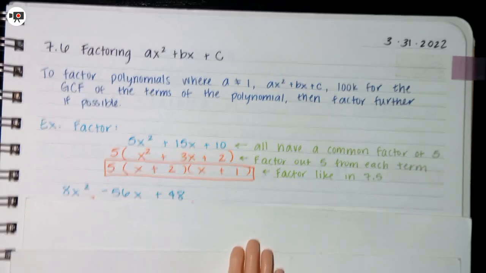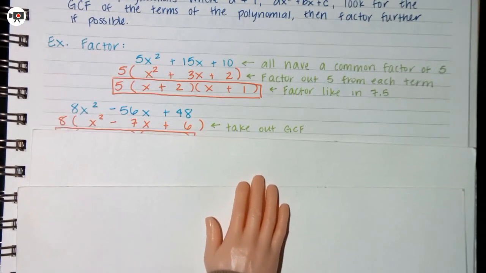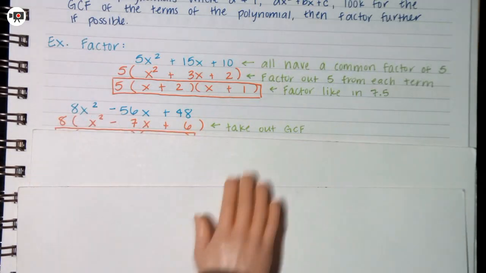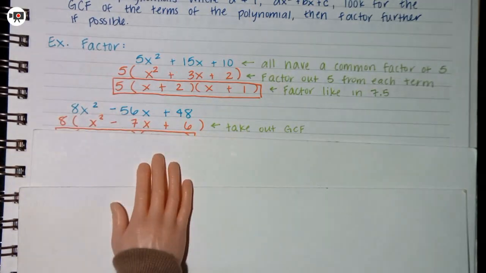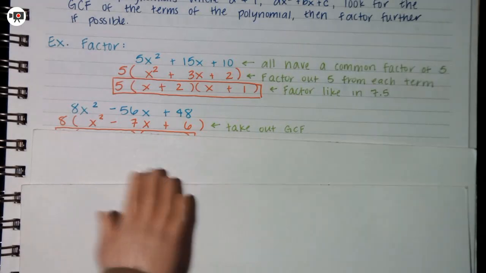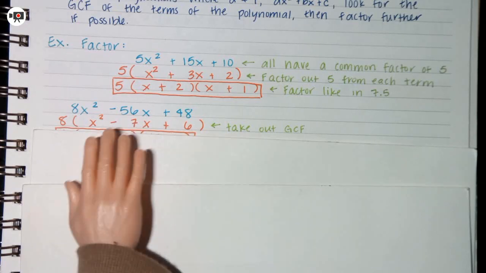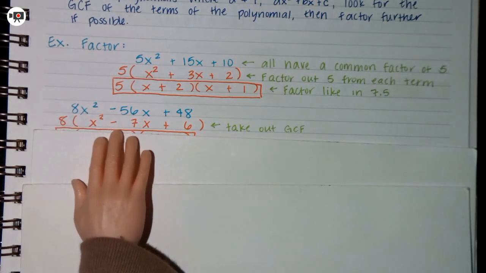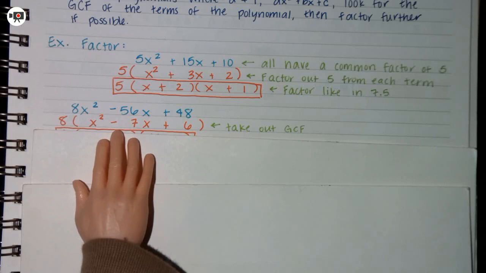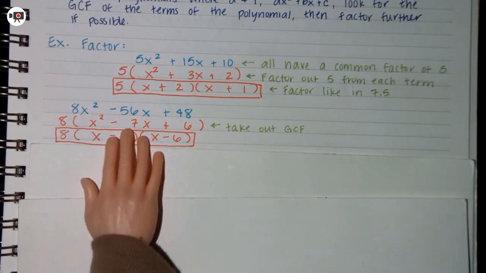So we're going to factor 8x squared minus 56x plus 48. 8 is the common factor between all three of those numbers, so I put it on the outside. Then I need numbers that multiply to 6 but add to negative 7. They need to have the same sign because of the plus, and they both need to be negative because of the negative here. So 1 plus 6 makes 7, and if they're both negative, we get negative 7.